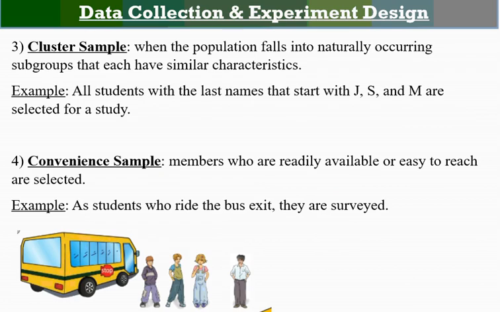Sampling technique number 3 would be cluster sampling. Cluster sampling is when the population falls into naturally occurring subgroups. They each have similar characteristics. So, all students with last names that start with J, S, and M are selected for a study.